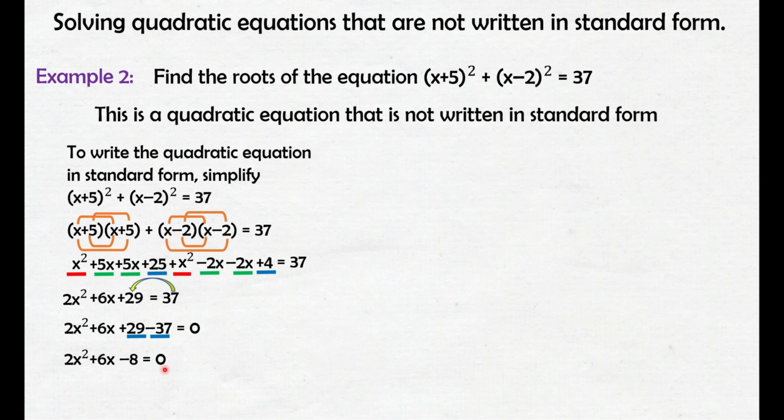Kasi divisible lahat sila ng 2. So, pwede tayo mag-divide ng 2 both sides para mas maliit yung magiging equation natin. So, makuha natin dyan is x² plus 3x minus 4 equals 0.